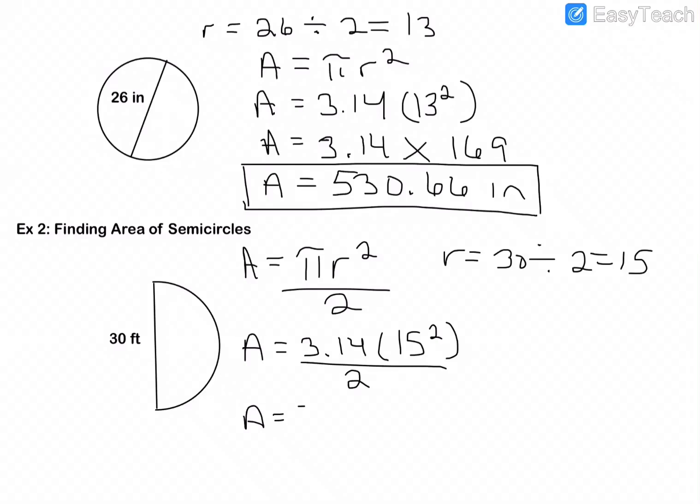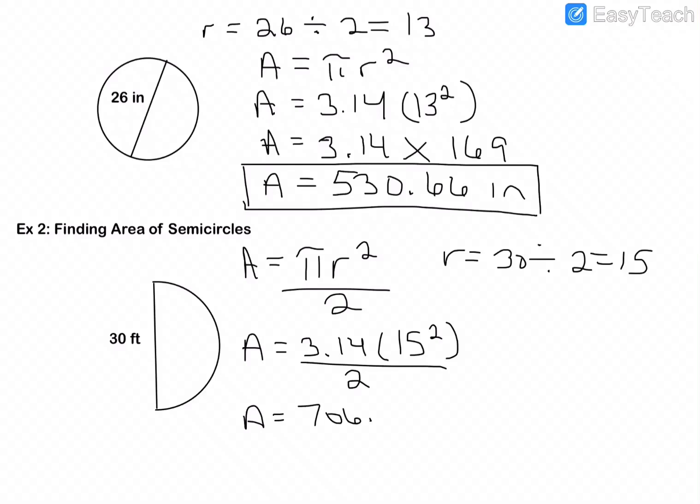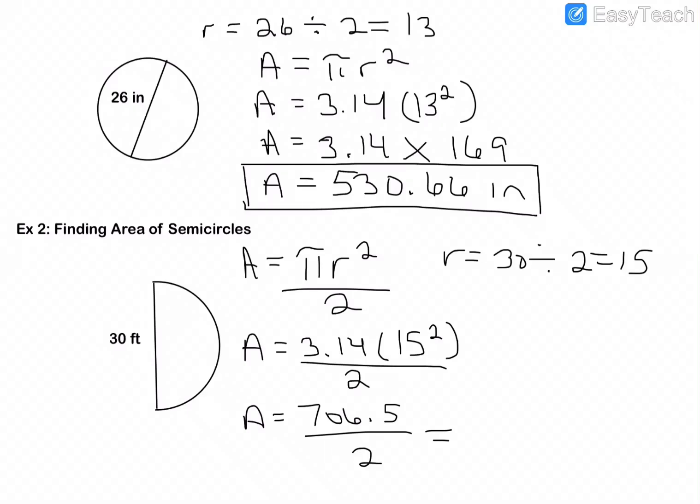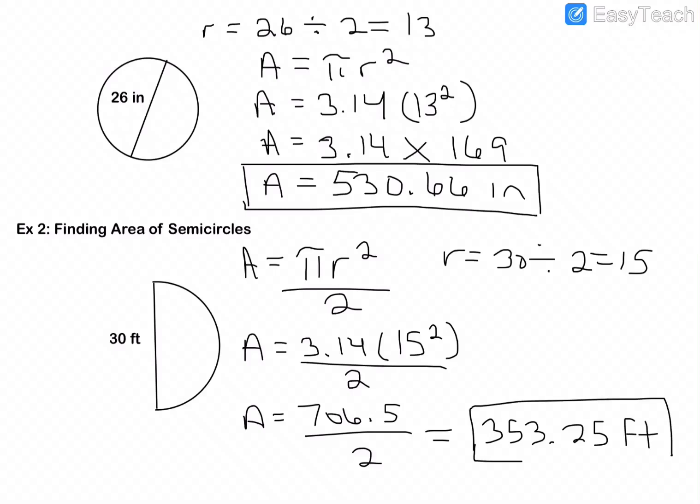I get 706.5 divided by 2. And that equals 353.25 feet. Please don't forget your units. So important.